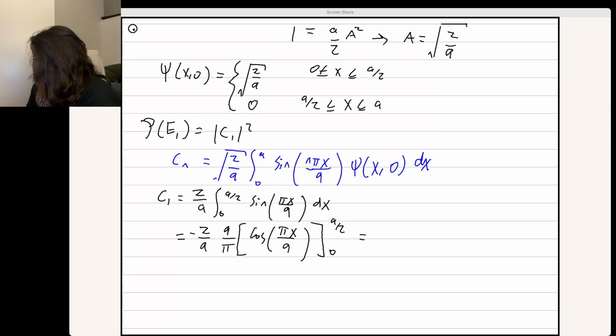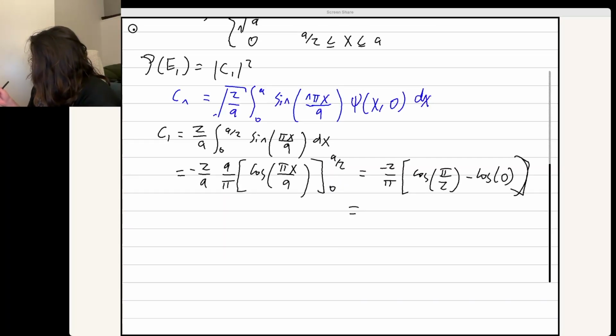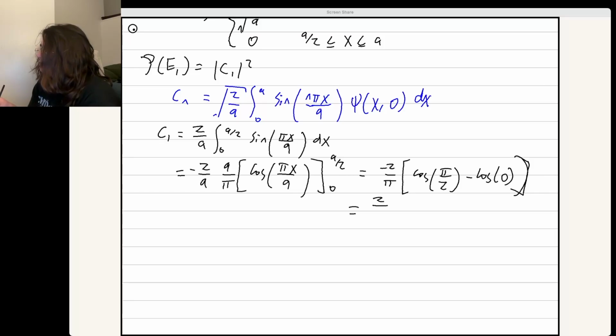And so those a's at the front cancel out actually, so you just have a minus 2 over pi out front there, and you get a nice little cosine of pi over 2 minus the cosine of 0. And then the cosine of pi over 2 is 0. Cosine of 0 is 1, so we just get a 2 over pi for that.